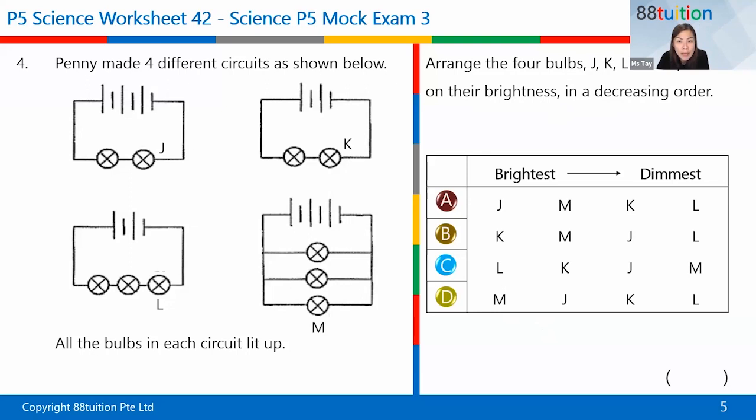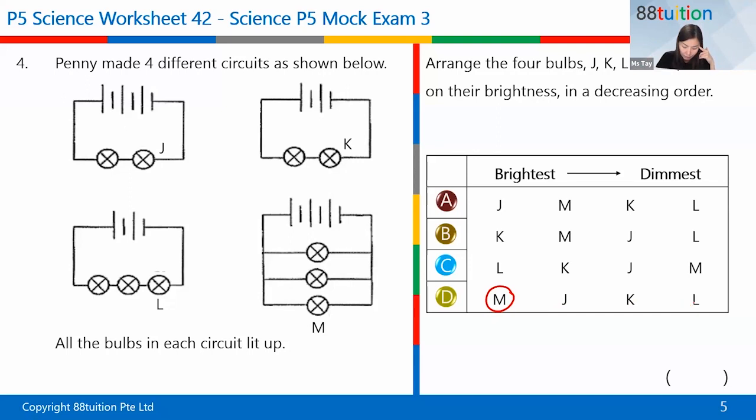Remember, I told you you can explore this by using an application or a software called PHET. Yes, you can always explore that. Good. So if you go and construct all these circuits using PHET, you are going to be able to see that M is the brightest. Okay, and then by right, we can end here because there's only one option with M being the brightest. But let's check. Is it followed by J and K, and then the dimmest is L?